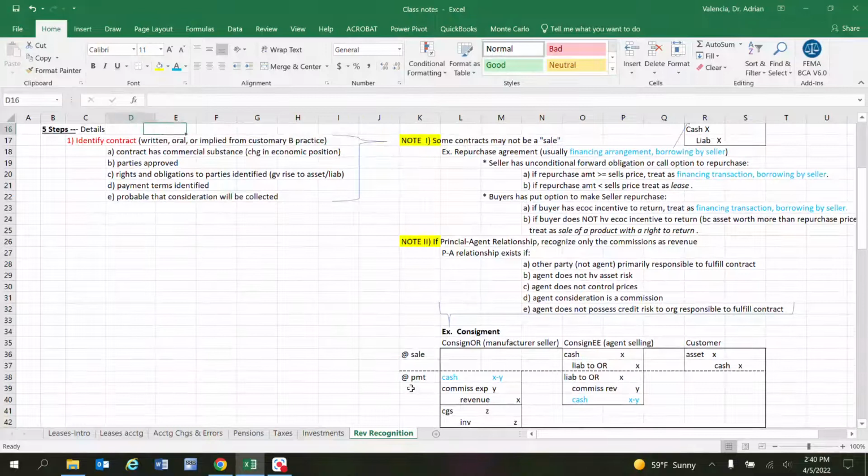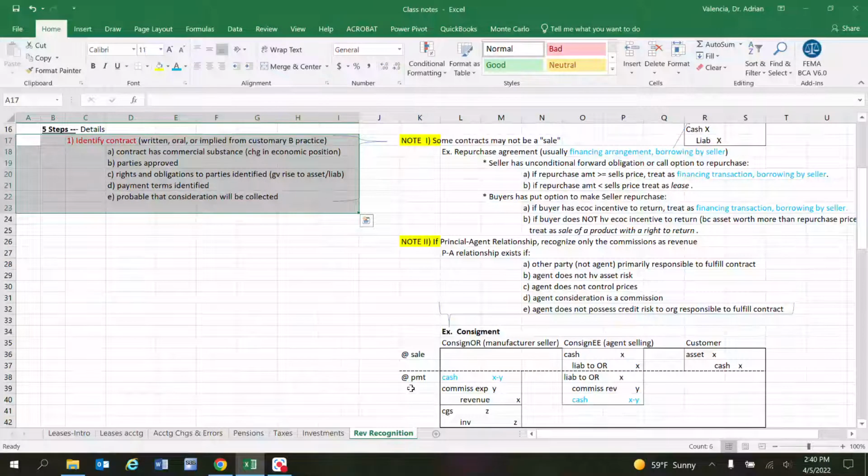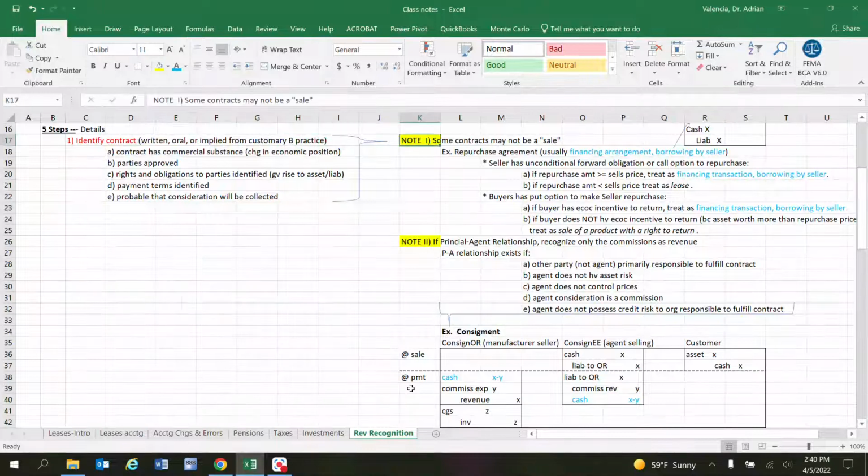And I know that was a little painful there, but that's part of identifying the contract, making sure you have those attributes that are needed, and making sure that you're being careful when, even though you have a contract, you may not have a sale, or if you have a principal agent relationship, that you make sure that if you are the agent, you are recognizing only your commission revenue, not the full sales price.